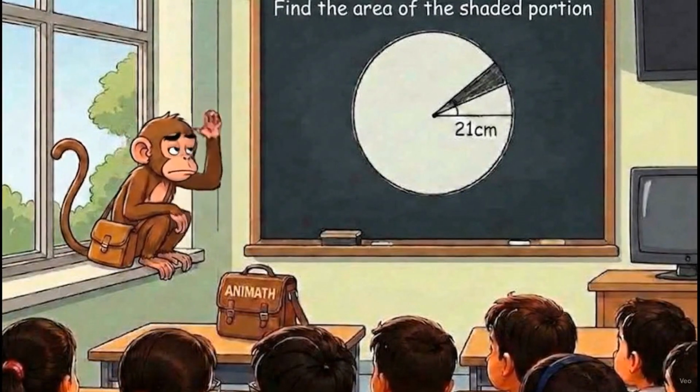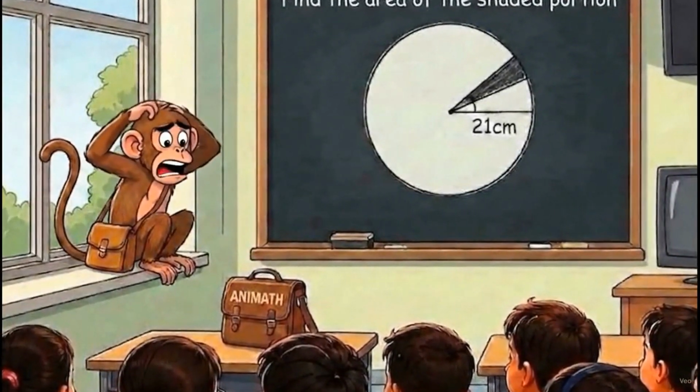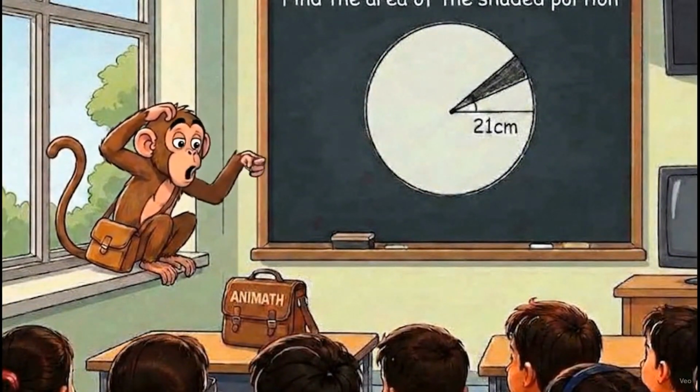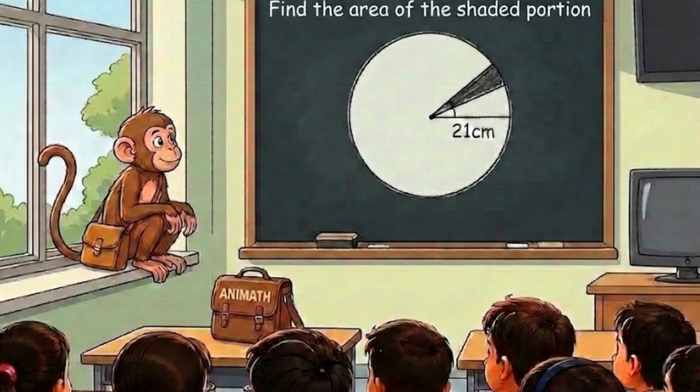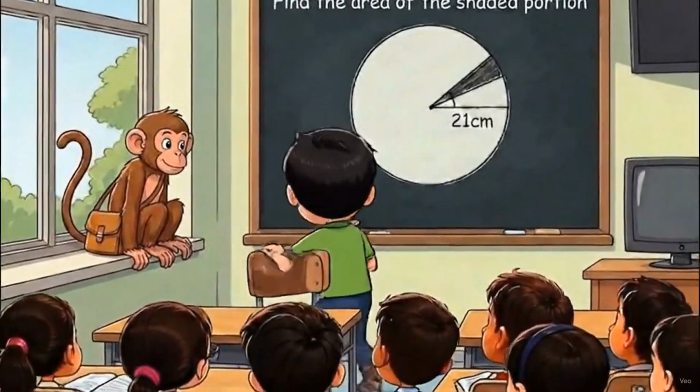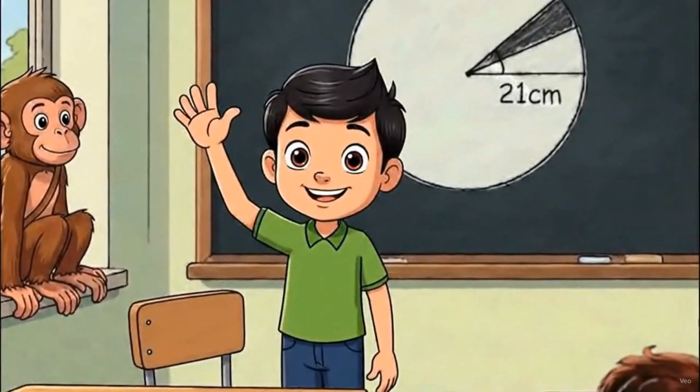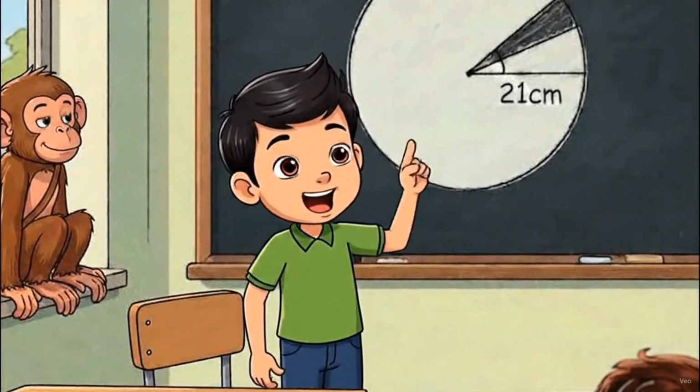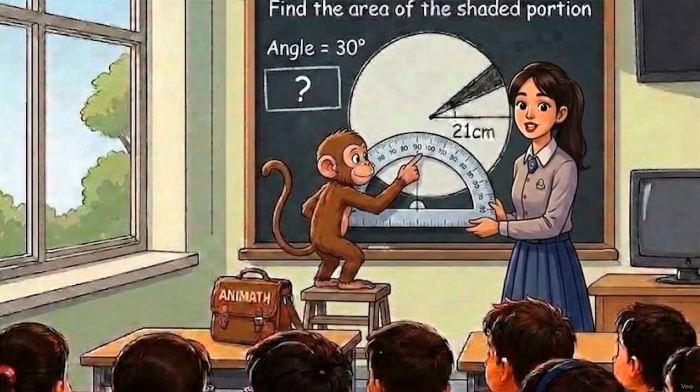How do we do that? It is neither a quarter circle nor a semicircle. I have an idea. This is to do with the angle of the sector. Let us measure the angle.